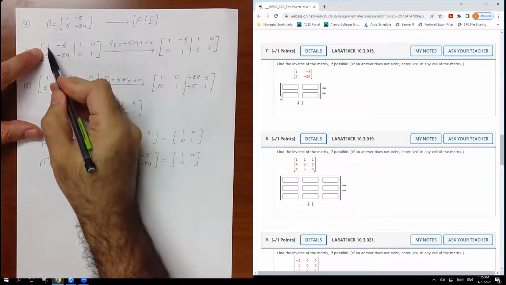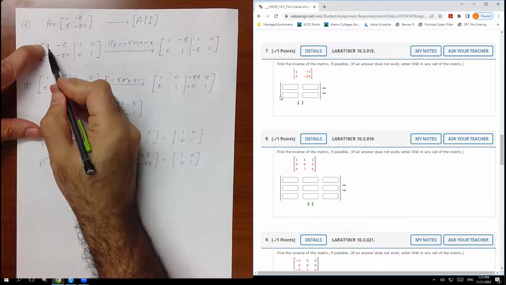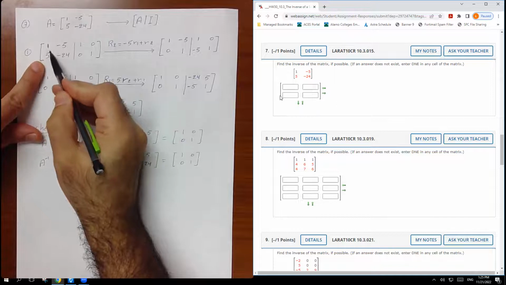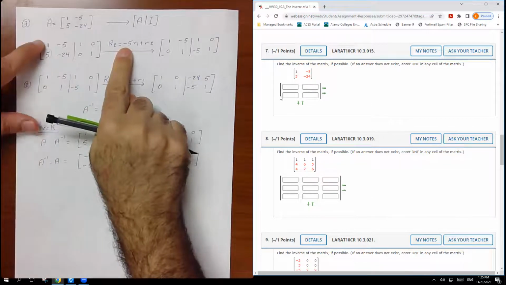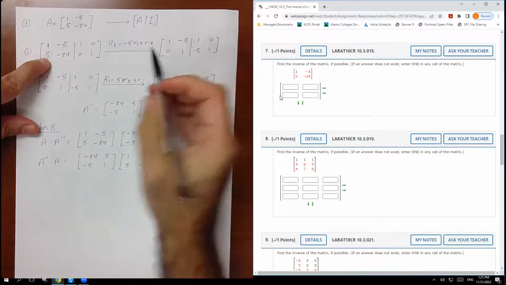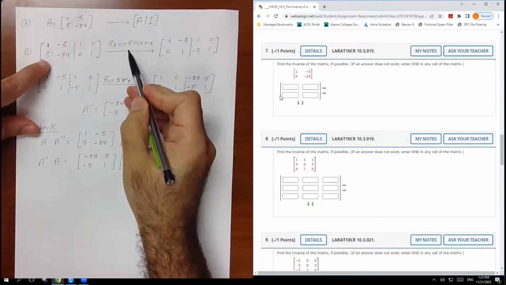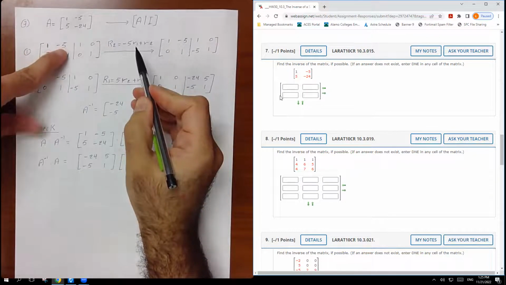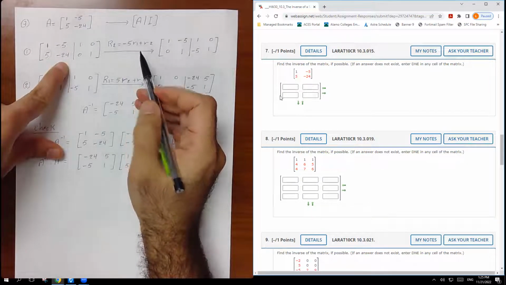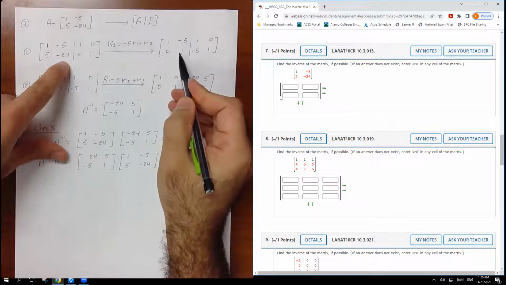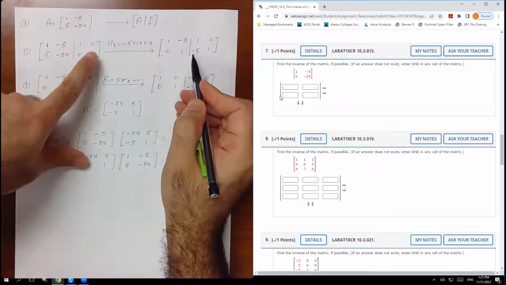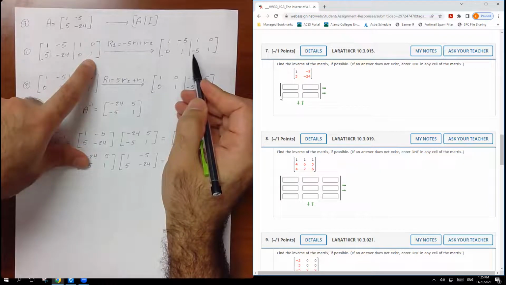So for this one, it's already 1, so I'm going to skip this step. I'm going to go to this number and convert it to 0. So I'm going to say negative 5 times R1 plus R2. That means the first row is going to be the same. Negative 5 times 1, negative 5, plus 5 is going to be 0. Now, negative 5 times negative 5 is going to be positive 25. Positive 25 minus 24 is going to be 1. Negative 5 times 1 is going to be negative 5, plus 0 is going to be negative 5. And negative 5 times 0 is going to be 0, plus 1 is going to be 1.